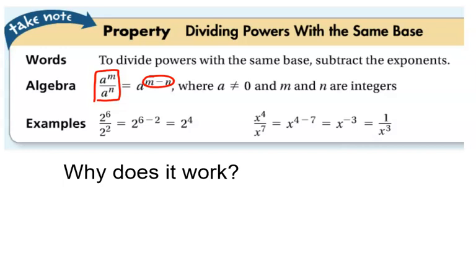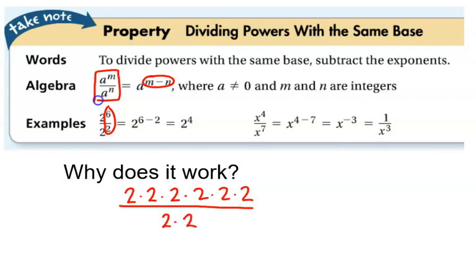So if we look at our example, we have 2 to the 6 divided by 2 squared. You would keep the 2. 6 minus 2 is 4. And why does it work this way? Well, if we have 2 to the 6th power, remember 2 to the 6th power is multiplying 2 six times. And then if I divide that by 2 squared, what happens is this 2 could cancel with that 2, this 2 could cancel with that 2. Well, you're left with 4 2's on the top, which makes 2 to the 4th power.